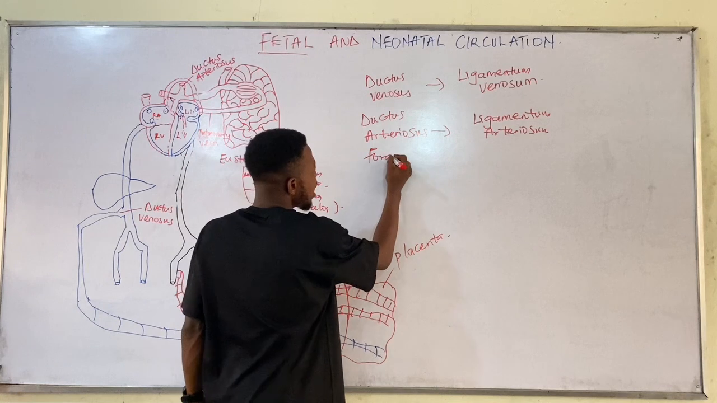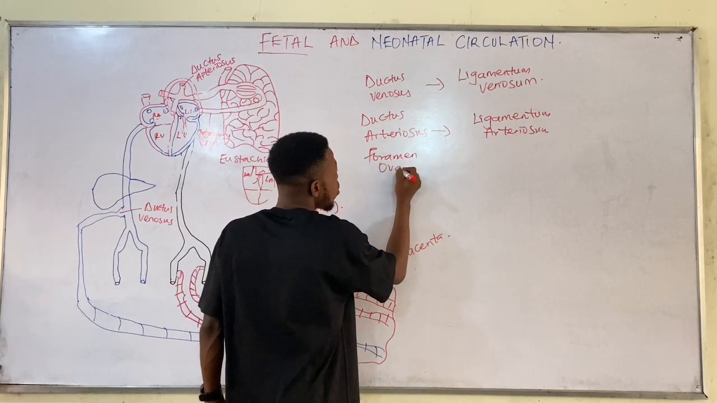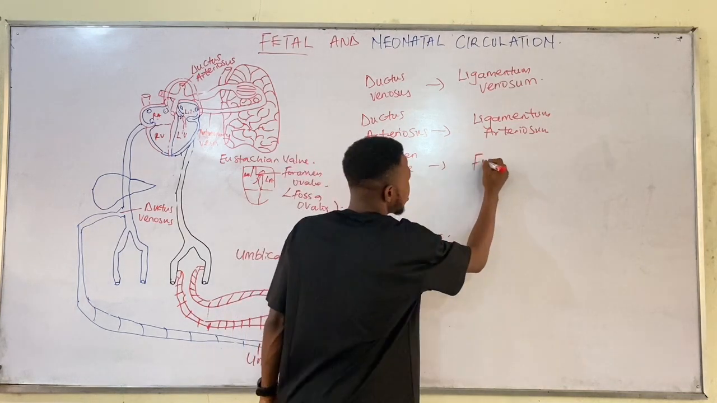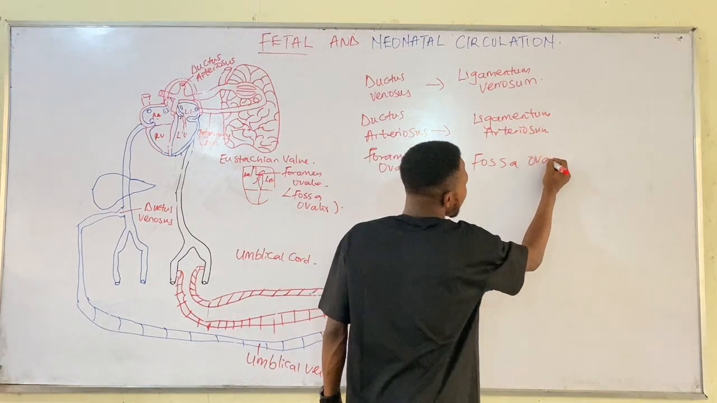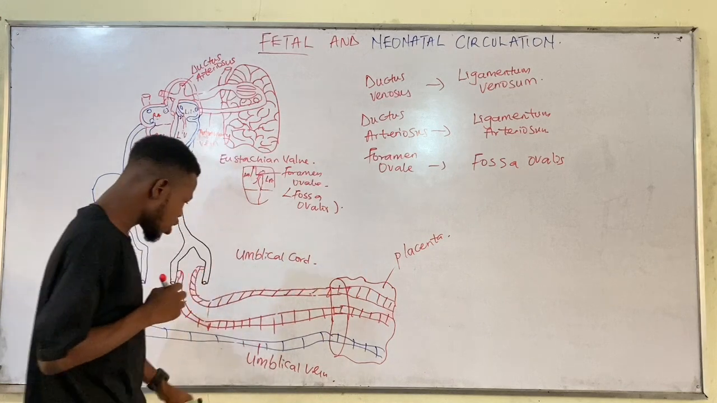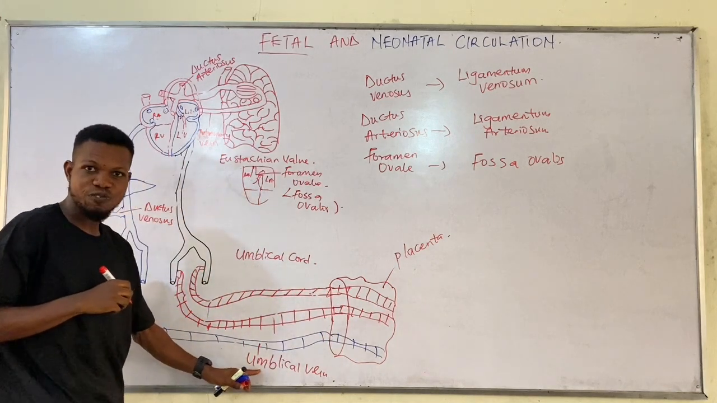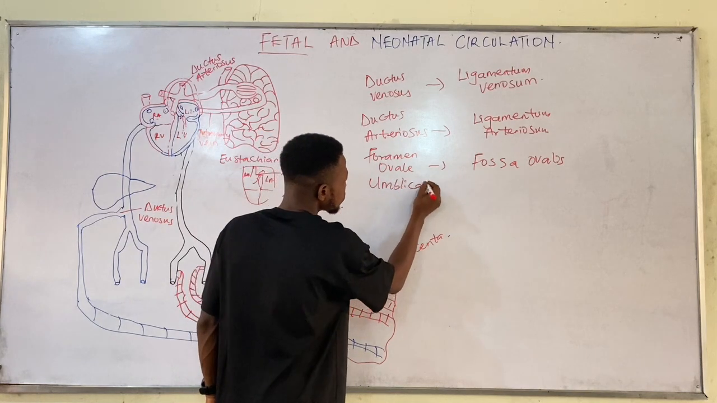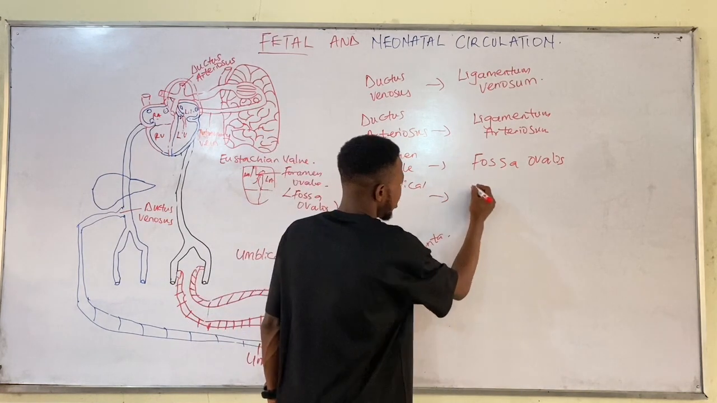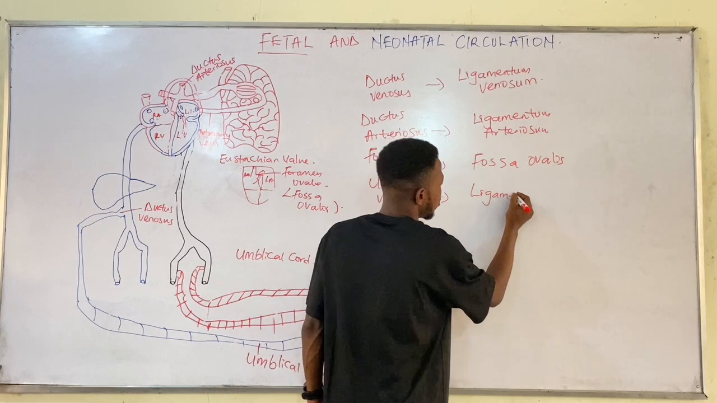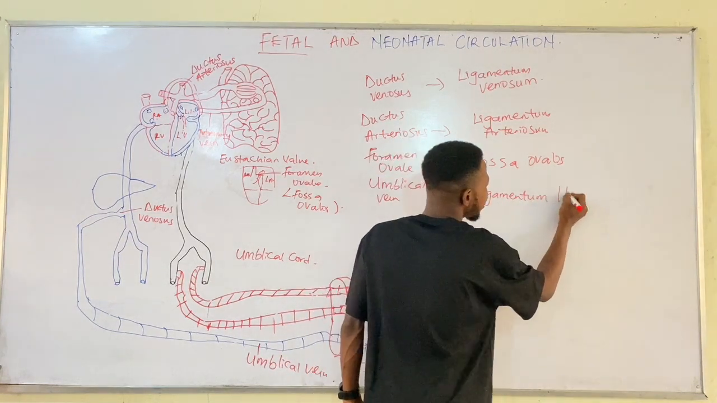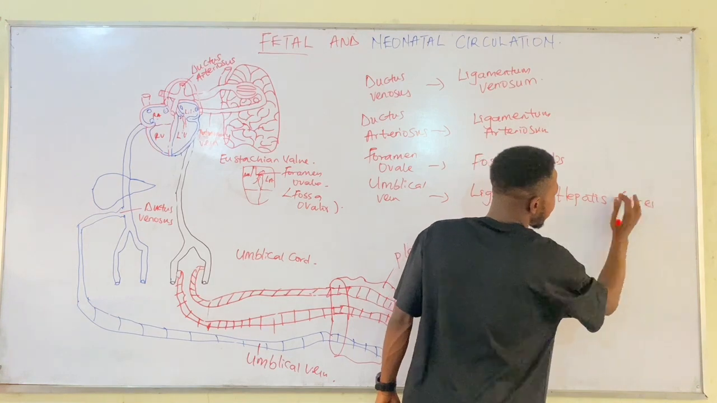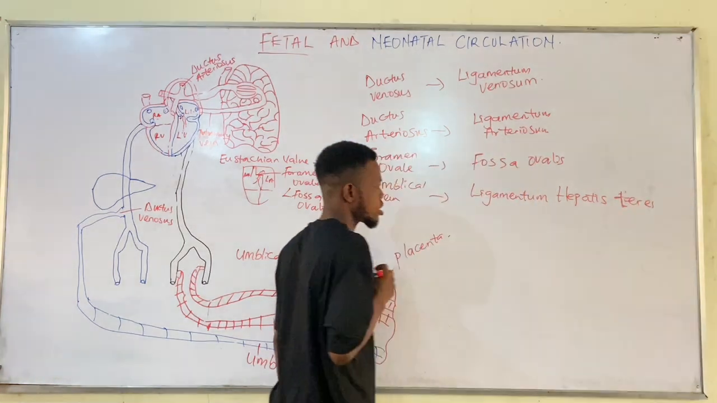Yeah, the foramen ovale will become the what? Fossa ovalis. And then the umbilical vein in the fetal life, in neonatal life, will become the ligamentum hepatis teres. Yes, teres. T-E-R-E-S, teres.